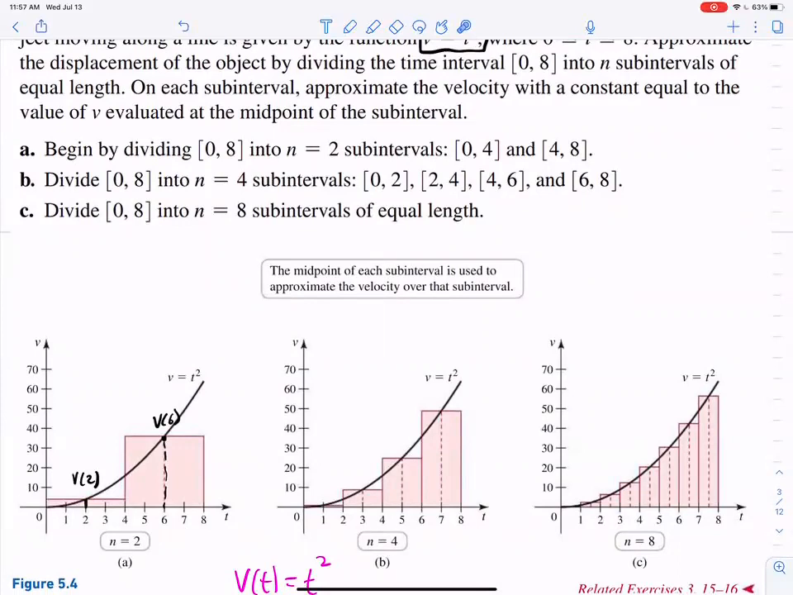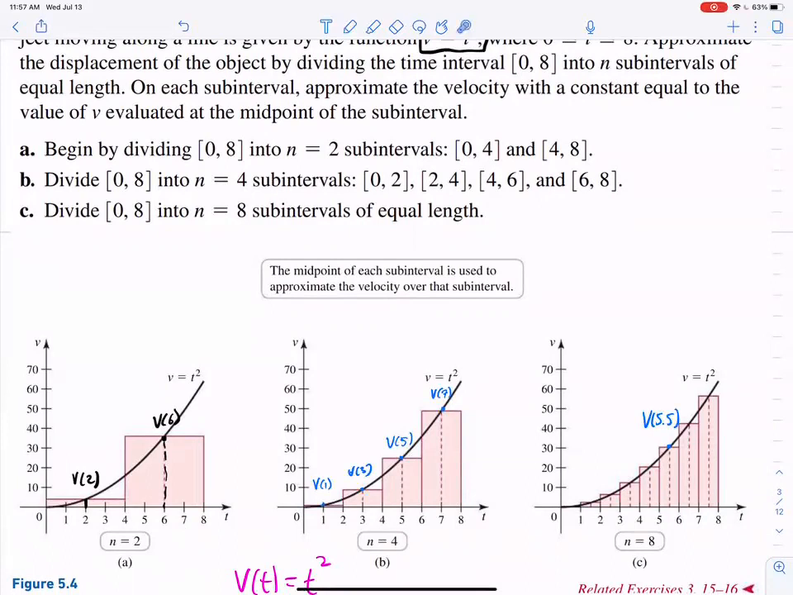But what if we broke it up into 4 subintervals? So between 0 and 2, 2 and 4, 4 and 6, and 6 and 8, we will pick the midpoints again. And so this will be v of 1, the velocity at 1, v of 3, v of 5, and v of 7. And then we can break it up into 8 intervals. And so we'd pick the midpoints of these. And so I'll just pick one at random. So this one is going to be v of 5.5.